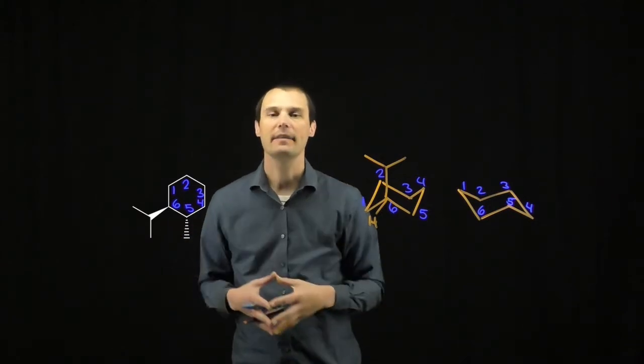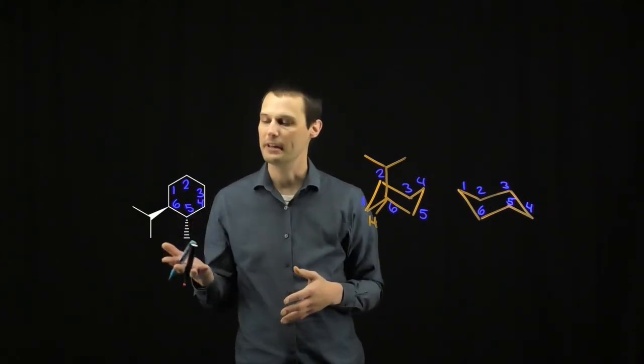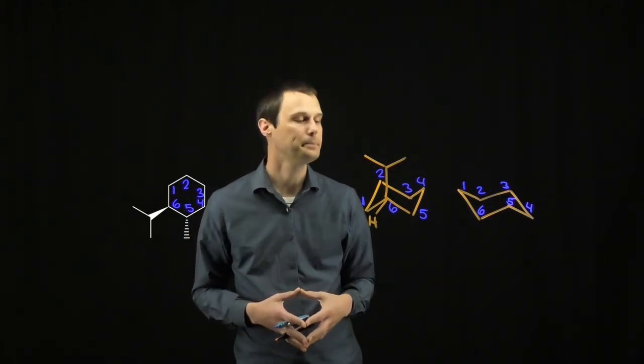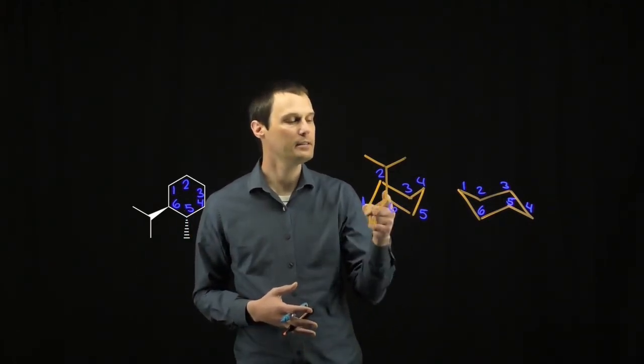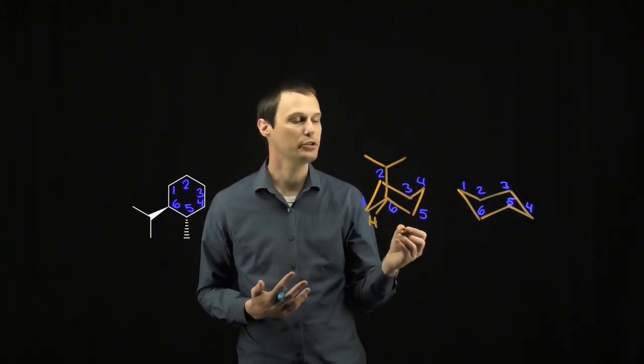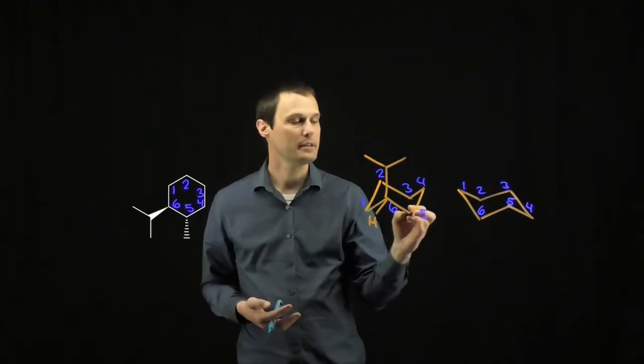On carbon 5, I have a methyl group. The methyl group is on a dash. The dash group is sticking down away from me into the southern hemisphere of the molecule. Looking at carbon 5, it's a bond pointed down. So pointed down is the axial position. Pointed down is the group that's in the southern hemisphere.